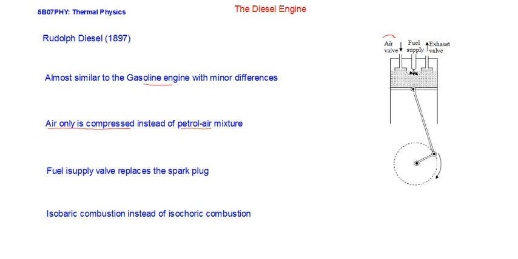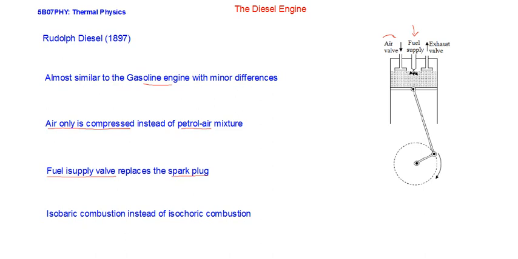And the spark plug in a gasoline engine is replaced by another valve, or we can say another supply valve, that is known as the fuel supply valve. So a fuel supply valve, as you can see in the diagram here, is replacing the spark plug that was an integral component of the petrol or gasoline engine. That is a major difference in the construction of a diesel engine.